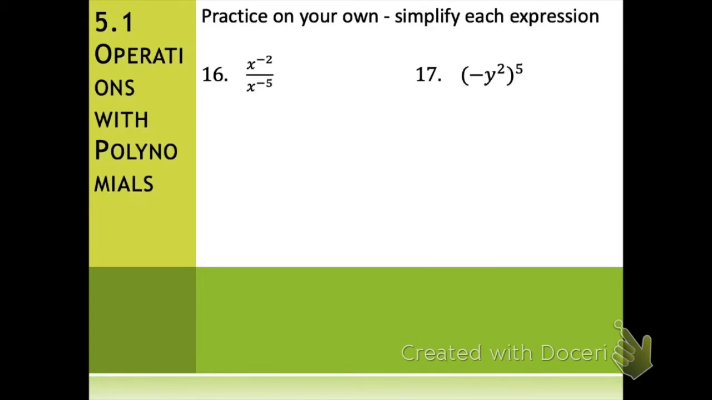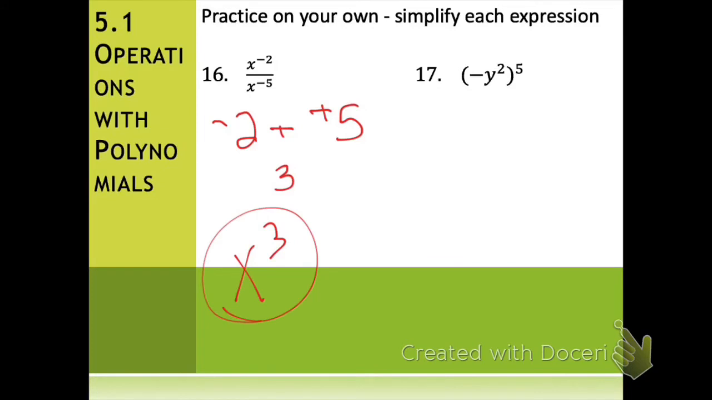Okay, try these 2 problems on your own. Okay, problem 16. So same bases, dividing, so you can easily just subtract the exponents. A little weird, I'm going to write it out. -2 minus -5. So that's going to be -2 plus 5, which is just going to be 3. So my answer is just going to be x to the 3rd power. That actually worked out kind of nice.